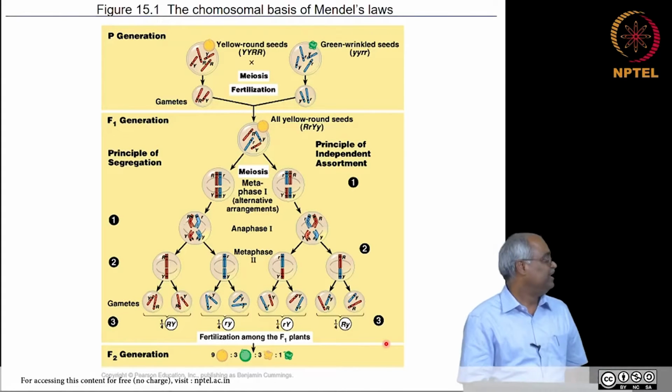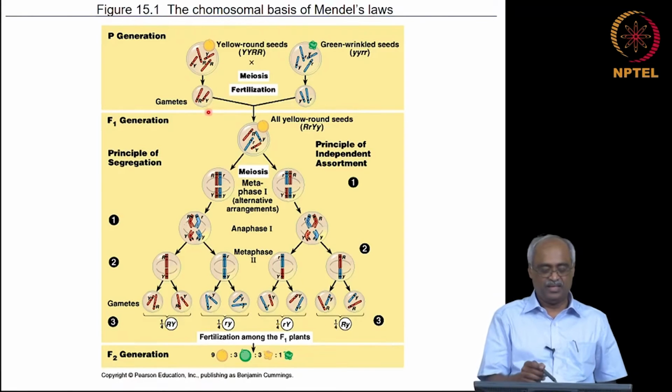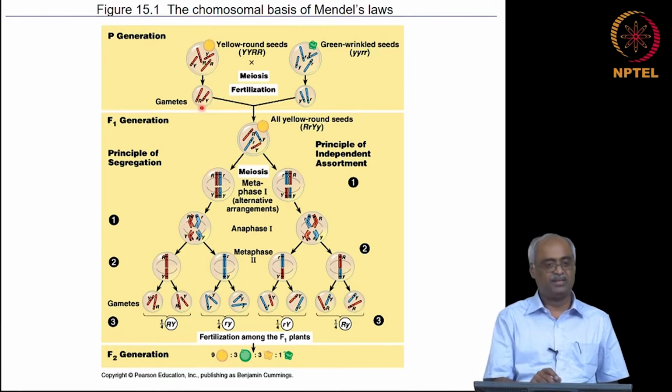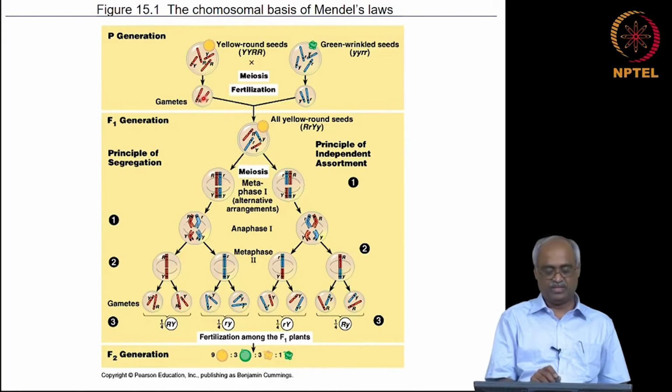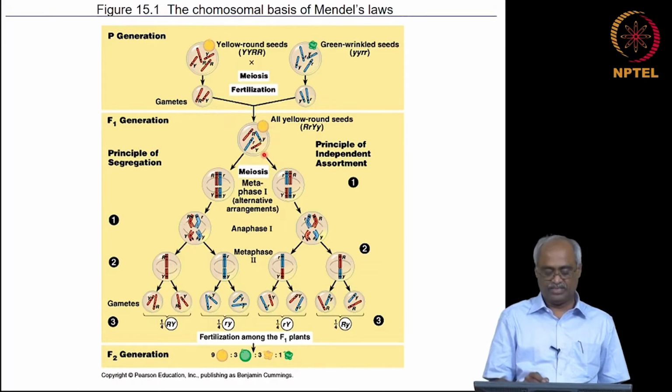So this illustrates in a cartoon fashion what I just told you. You assume the flower color is on one chromosome and shape on the other chromosome, and then you find only one each in the gamete, and we are assuming here they are in two different chromosomes, and therefore we are only taking two chromosomes here. In fertilization they come together, and then you have different combinations. This we will see in some detail in the next slide.